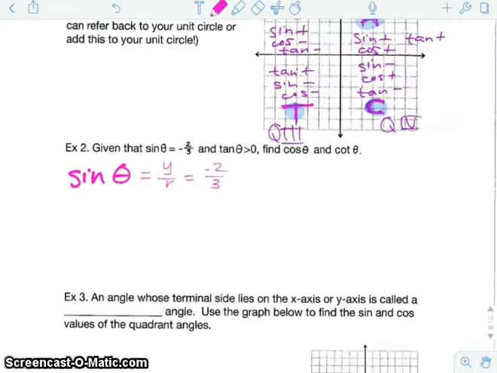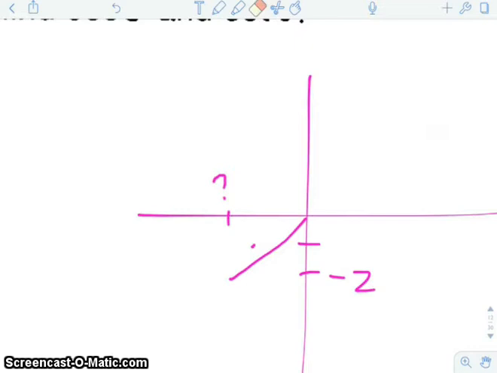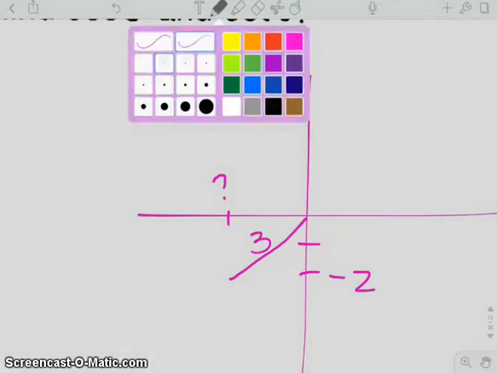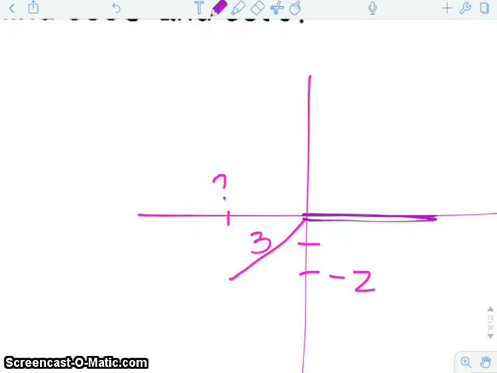I'm going to draw myself a picture here. My y value would be -2, and my radius, I'm not sure exactly where this point is going to be, but I know that this value right here is a 3. So this angle, remember I start on the x-axis, that's my initial side, and where I end is called my terminal side. This right here is theta.